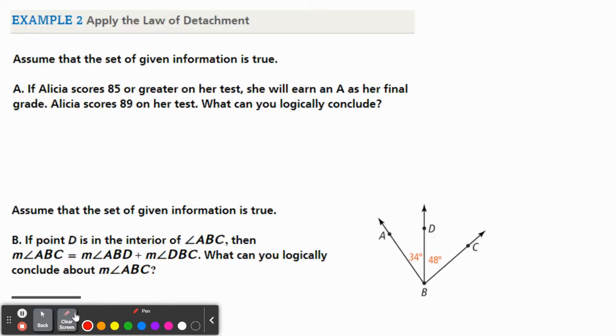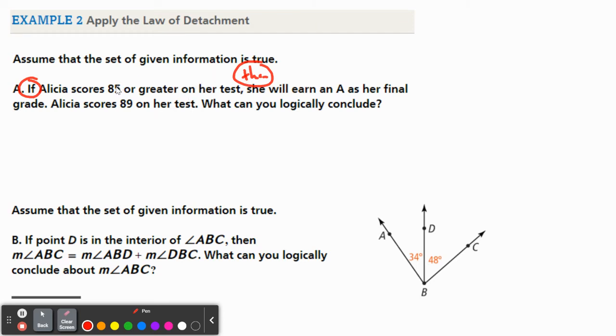Okay, so it says, example 2, apply the law of detachment. Assume that the set of given information is true. If Alicia scores 85 or greater on her test, she will earn an A as her final grade. Alicia scores an 89 on her test. What can you logically conclude? So this first statement is the if-then. There is no "then," but there should be. We're going to assume that it's true. So we're going to assume that yes, she can score an 85 or greater on her test, and yes, she can earn an A for her final grade.